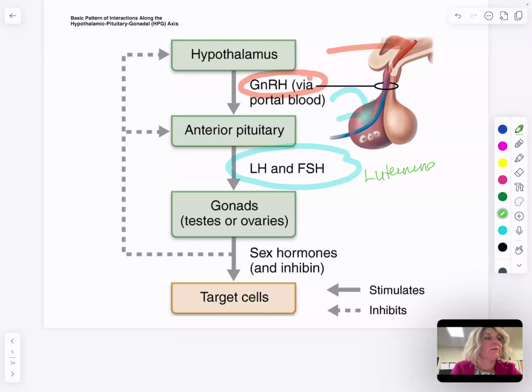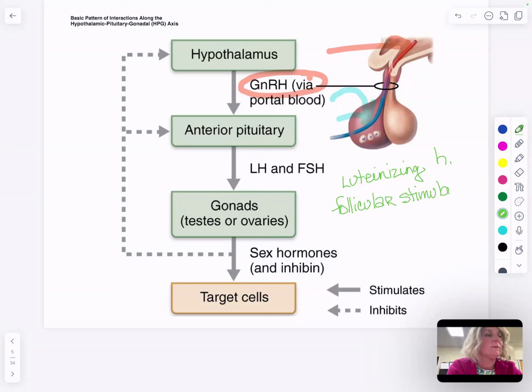luteinizing. Oh, I didn't spell that right. Silly me. Hang on, let me do that. Okay. Luteinizing. H is going to be hormone. And then follicular stimulating hormone. Hopefully you can read my handwriting. Okay. All right. The anterior pituitary creates those, produces them, and then they're released to go to the gonads, which are the testes or the ovaries.